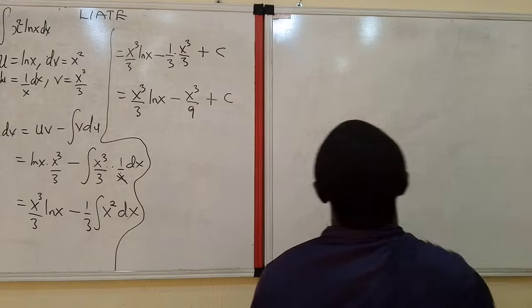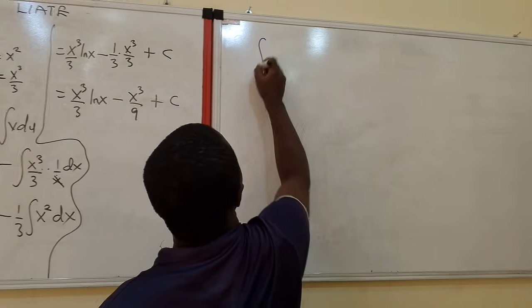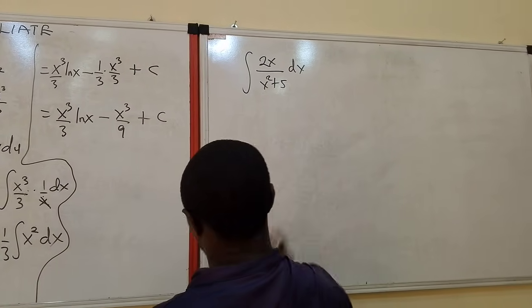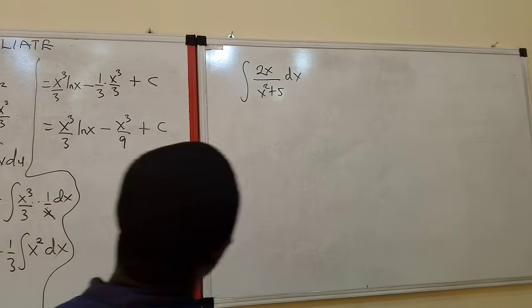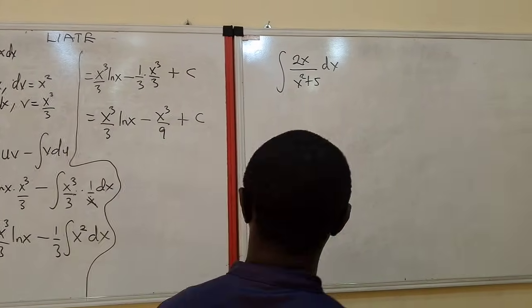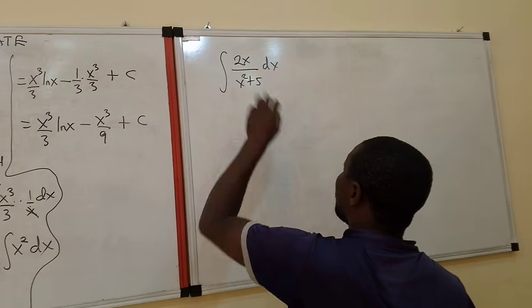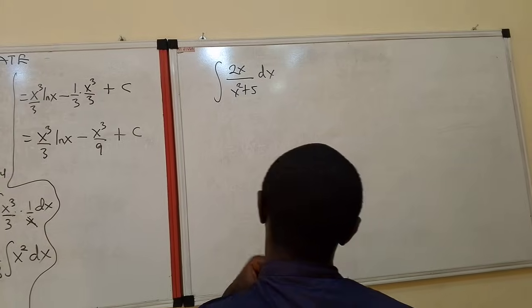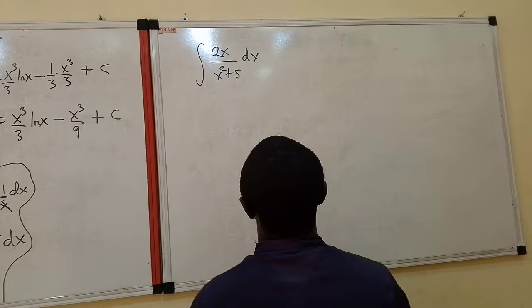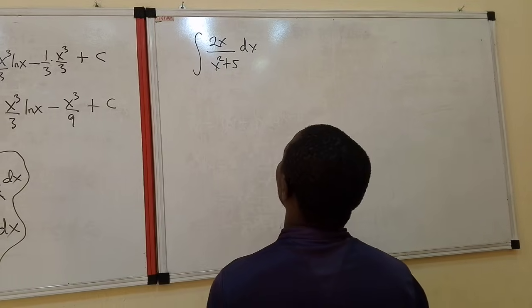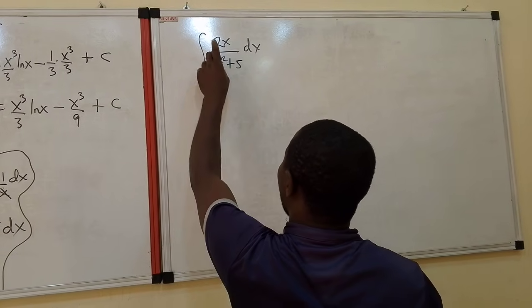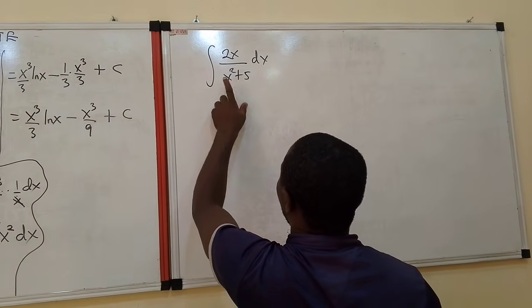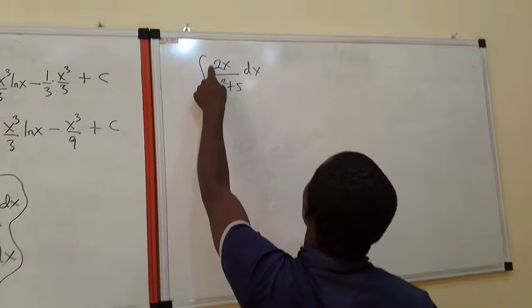Okay, if you are asked to integrate 2x over x squared plus 5 dx. Remember, in the course of integrating these things, I told you that when you have a fraction, before you rush to integrate, observe the fraction very well. Look at the denominator and compare it to the numerator. The denominator is x squared plus 5, and the numerator is 2x.